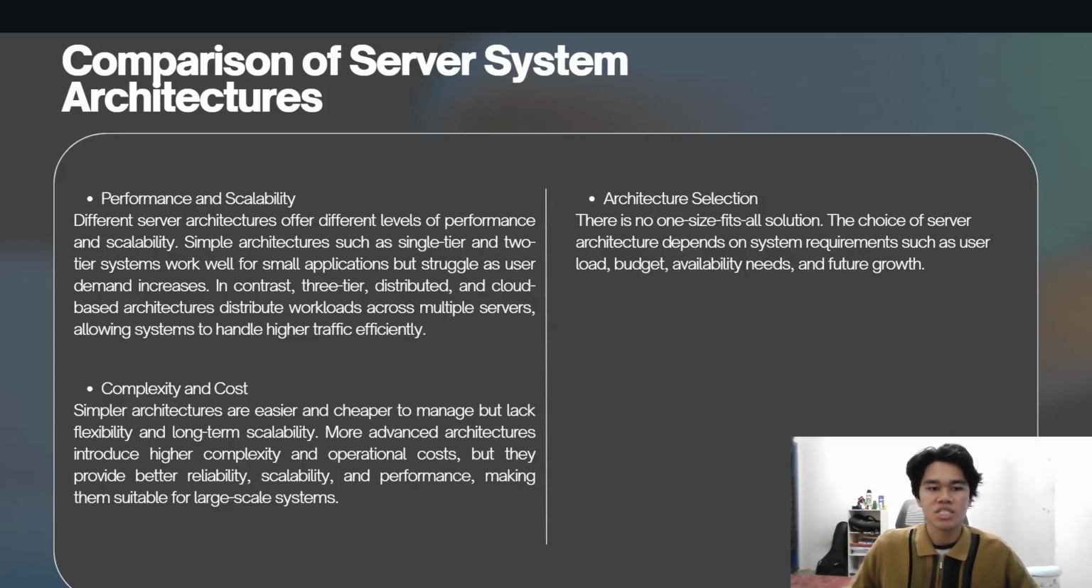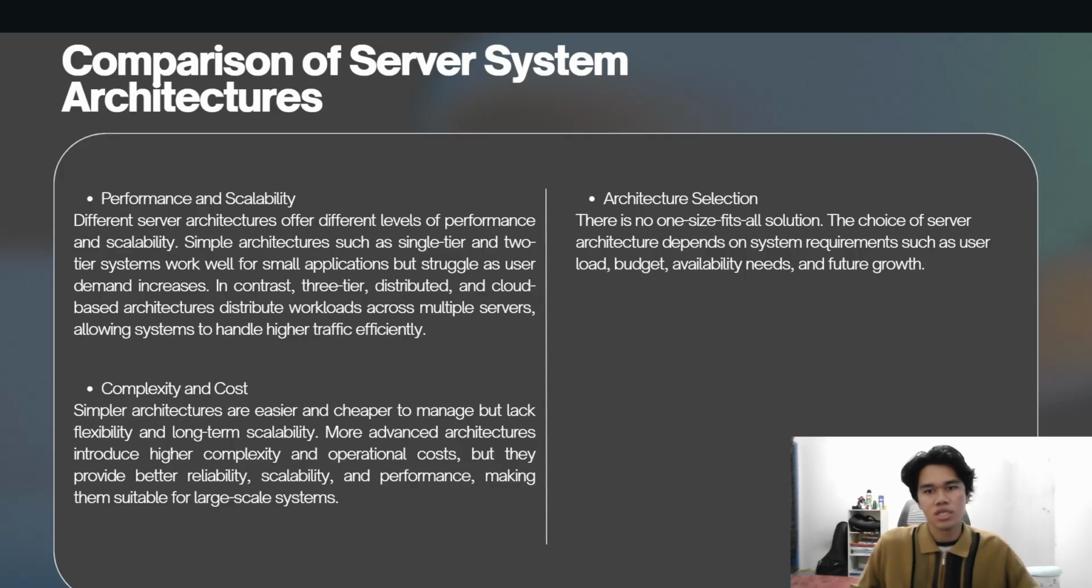Next one is about the complexity and cost. Simpler architectures are easier and also cheaper to manage but lack flexibility and long-term scalability. And also more advanced architectures introduce higher complexity and operational costs, but they provide better reliability, scalability, and also performance, making them suitable for large-scale systems. Last one is the architecture selection. So there is no one-size-fits-all solution. The choice of server architecture depends on system requirements such as user load, budget, availability needs, and future growth.